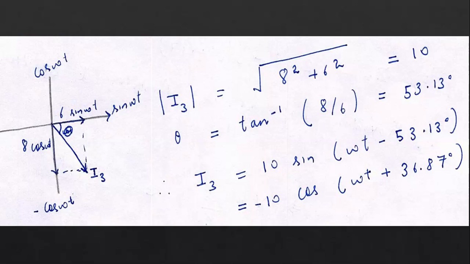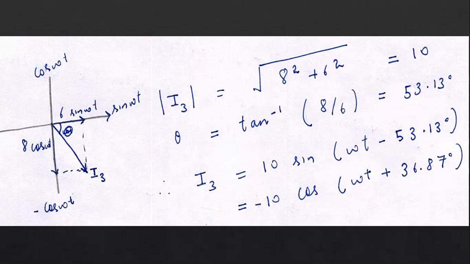So basically we have changed the frame of reference in this question. We have taken the x-axis to be sin omega t and the y-axis to be cos omega t. Then we have solved for I3. So we got its magnitude and angle.